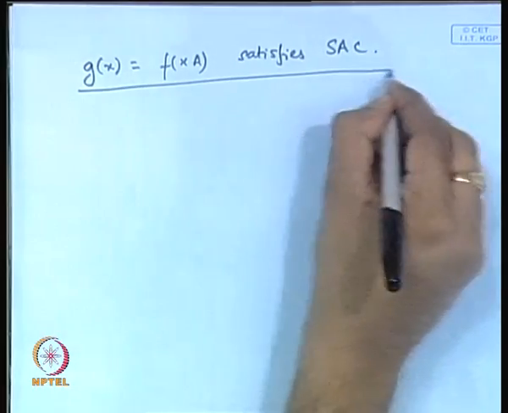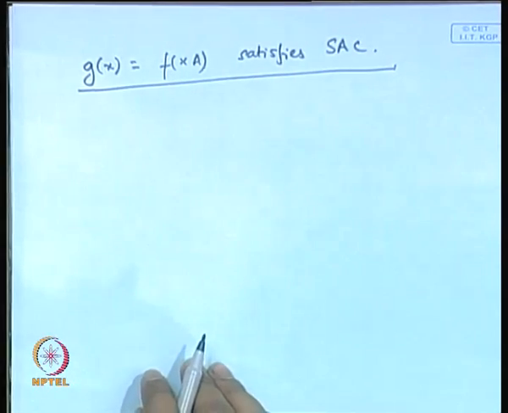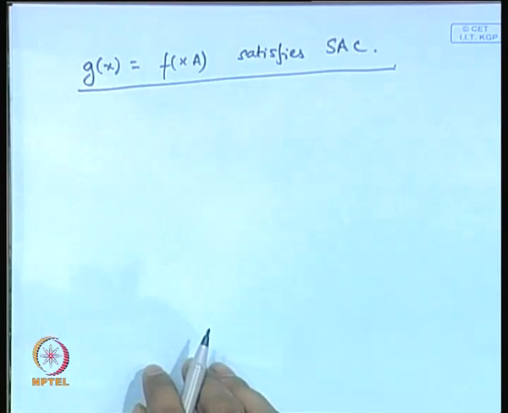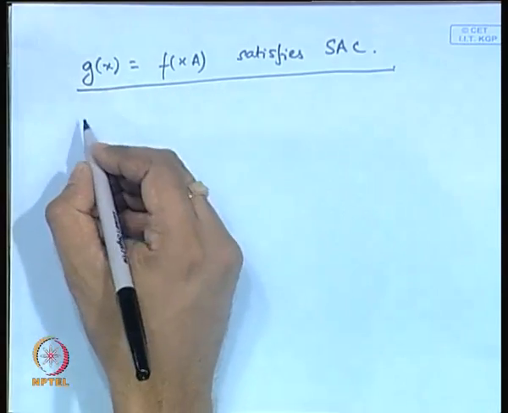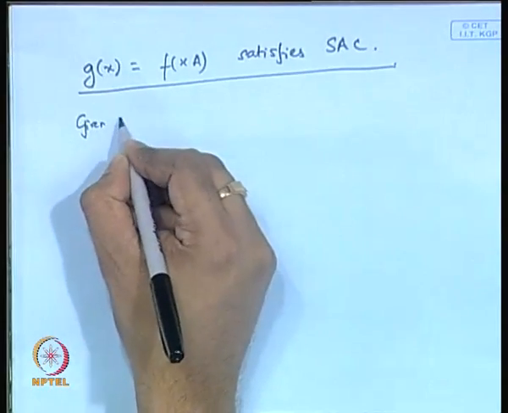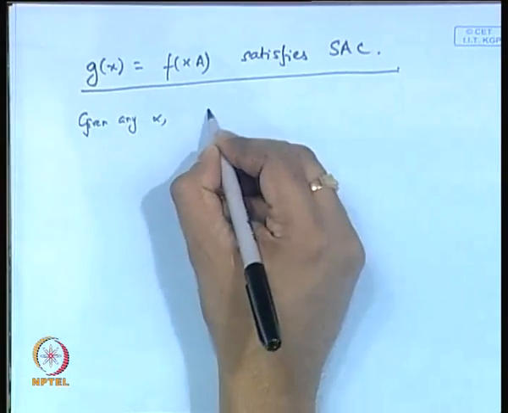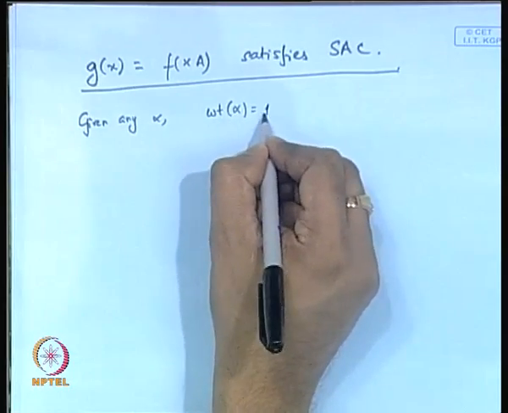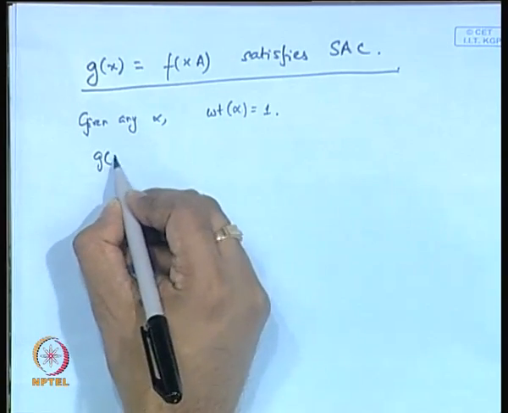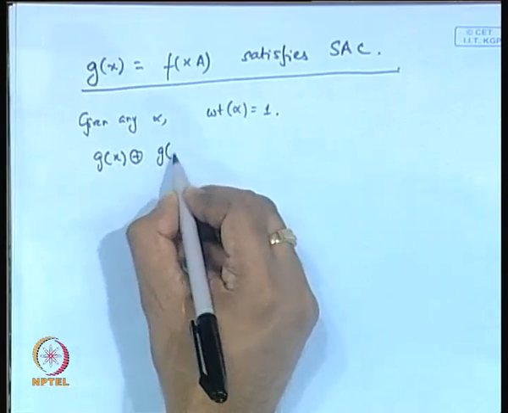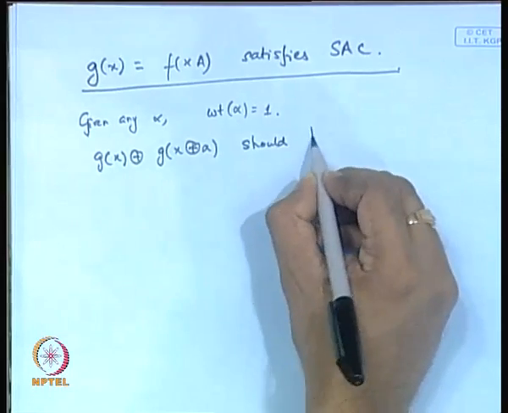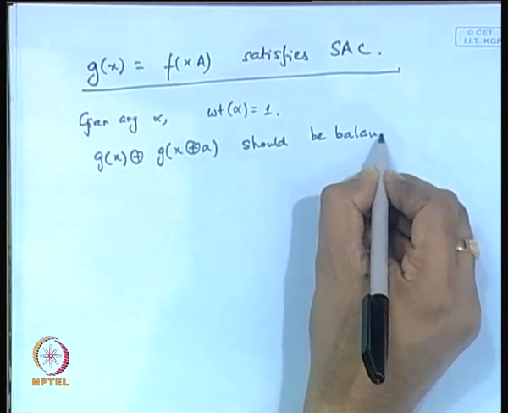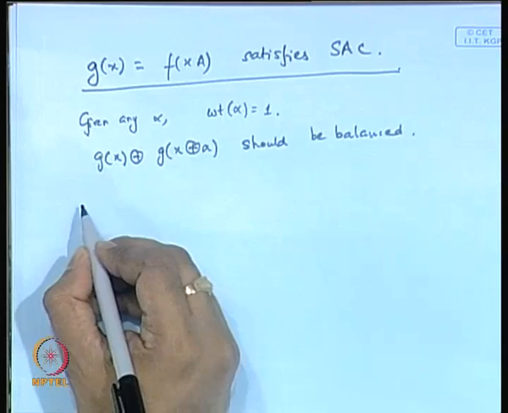Okay, so we have to try to understand why it does so, right? If we claim that g(x) satisfies SAC, then what is the property that g(x) should satisfy? Given any alpha such that the weight of alpha is equal to 1, g(x) XORed with g(x XOR alpha) should be balanced, right? So what is g(x)?